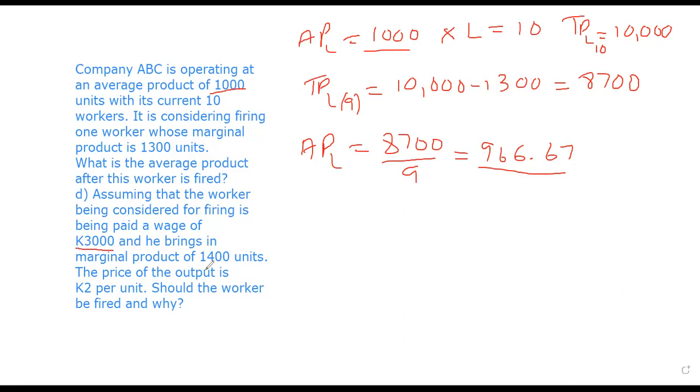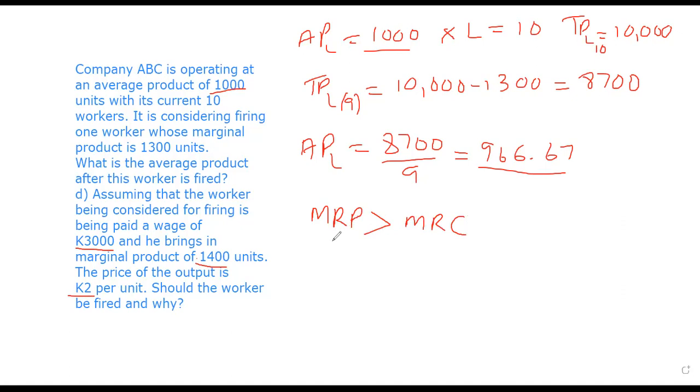Now, that worker being fired was being paid a wage of 3,000. His marginal product was 400, and the market price was 2 kwacha. Was he worth being fired? What do we need to calculate for us to know whether it was worth keeping or worth being fired? We need to first know the marginal revenue product. It must always be greater than the cost, or the wage, or the marginal resource cost, right?